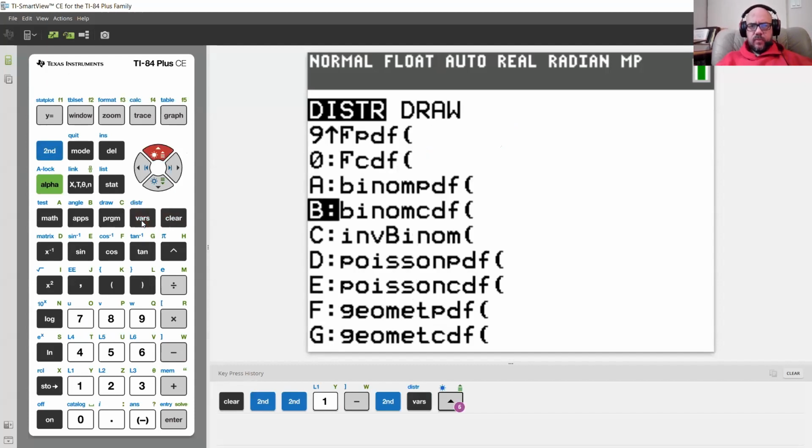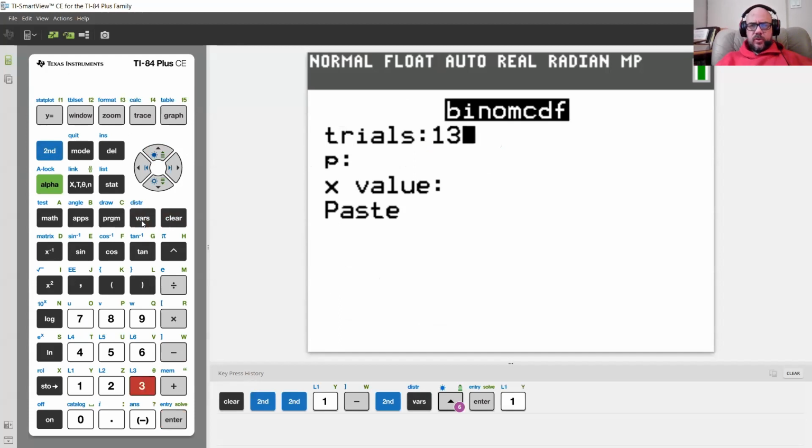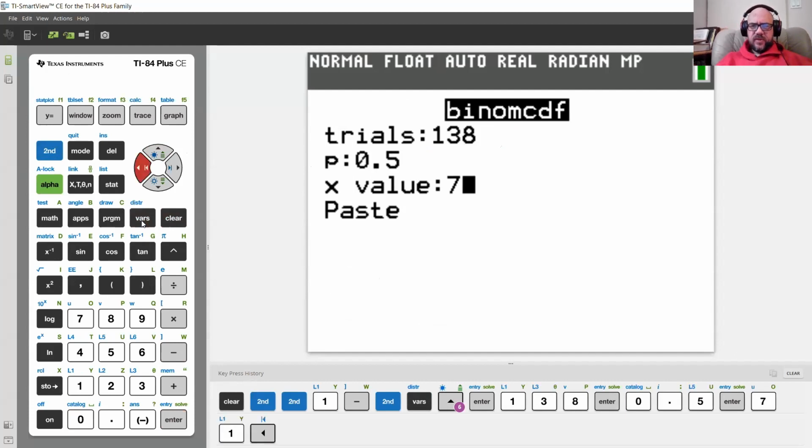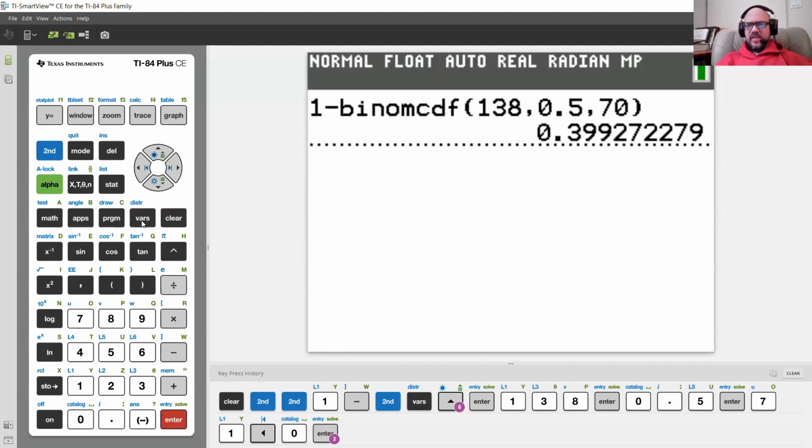Binomial CDF. Trials 138, probability of success 0.5, X value 71. No, it was 70. That's why I did all that work a second ago. And we get this 0.399, so about 40%, so 39.9%. Okay, let's go back to the whiteboard.